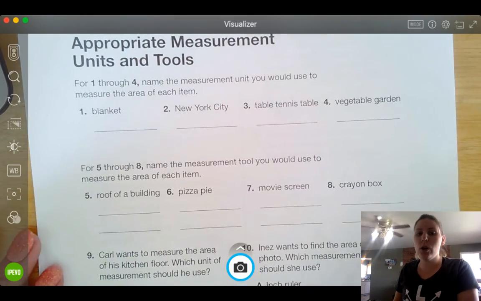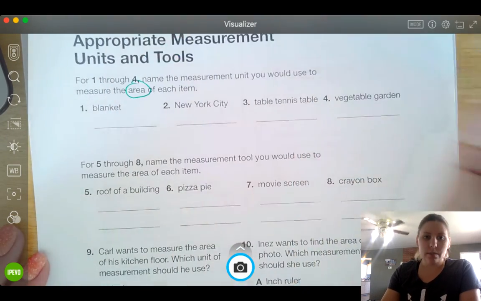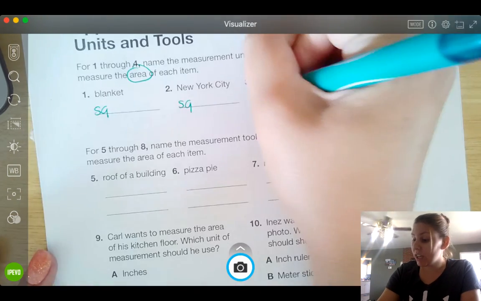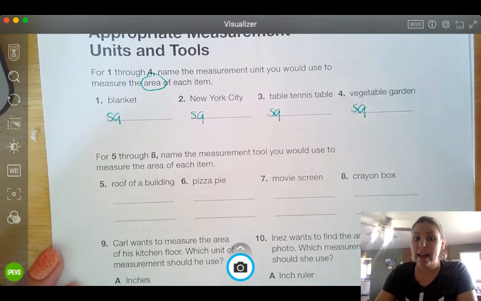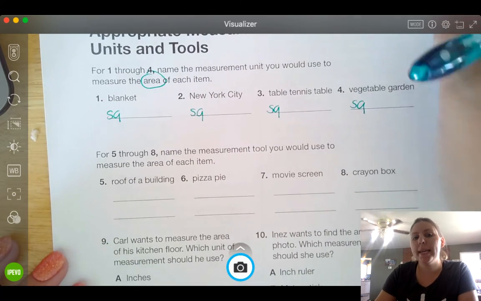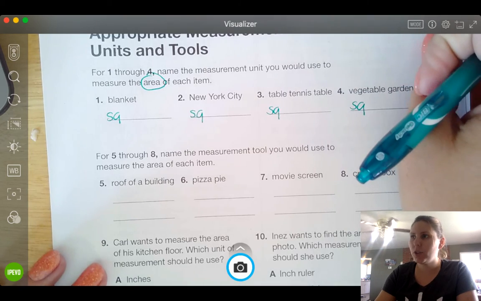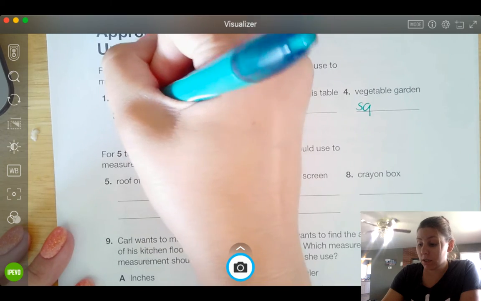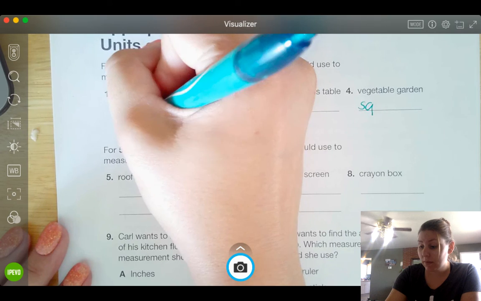So number 1, name the measurement you would use to measure the area of each item. I already know each of these are going to start with square. And I'm just going to write square on all of them because I know that if it's area, I have to use square units. So blanket, what measurement unit would I use? What would I use for a blanket? You could maybe use square inches. If it's like a baby blanket, you could use square feet.